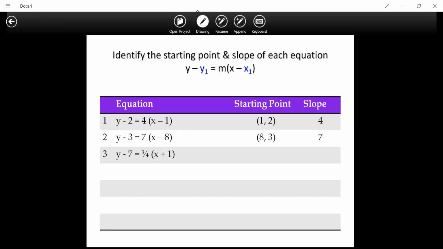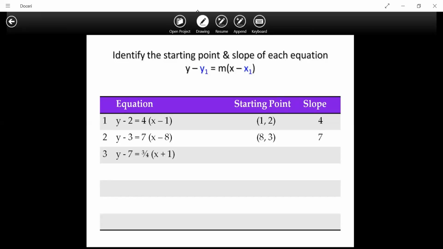We're just writing. Just write it out. I'm hoping we make it easy for you guys. I want to hear that this is easy. Okay, write it out. Y minus 7 is equal to 3/4 x plus 1. Okay, looking at here, about 10 more seconds.